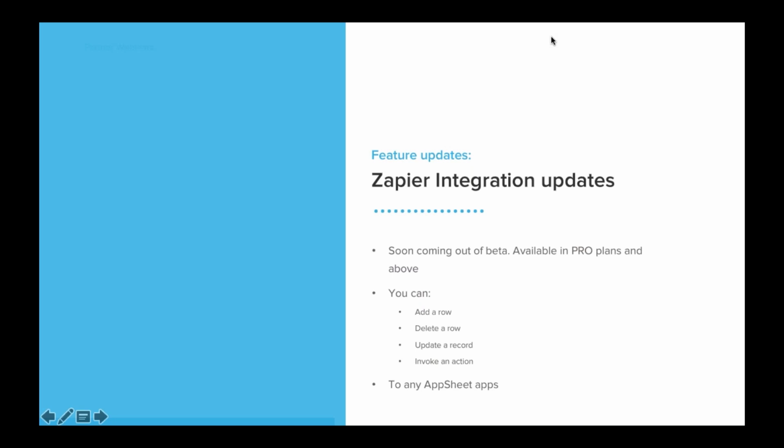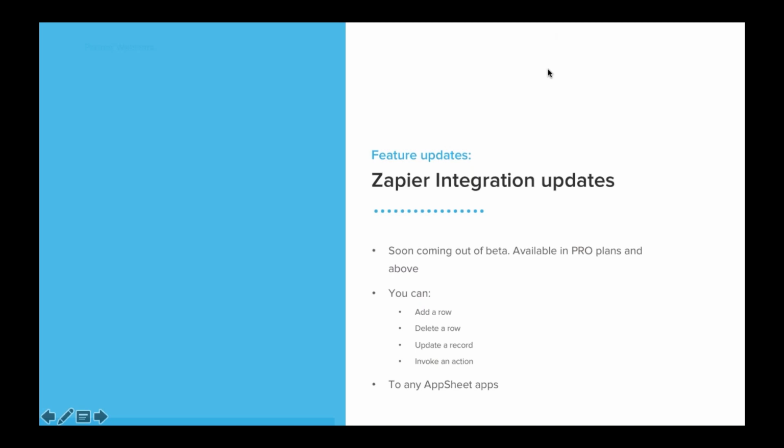There's no cost associated with the Zapier integration at this point, apart from being in the right subscription plan on AppSheet. But on the Zapier side, there's no cost. You can always upgrade your Zapier connection to get more power out of Zapier. But just to get started, there is really no cost associated with it.